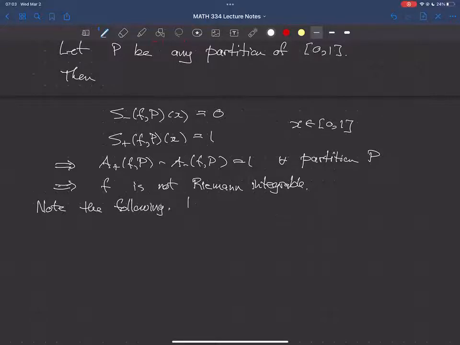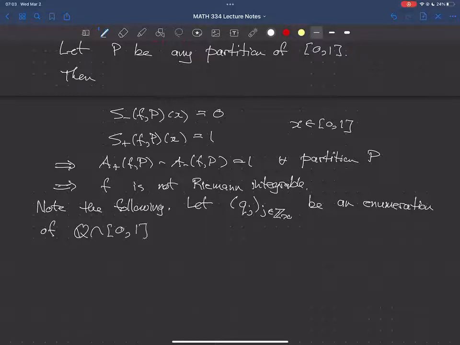Okay, so let q_j be an enumeration of the rational numbers between 0 and 1. Okay, so I know that that set is countable.